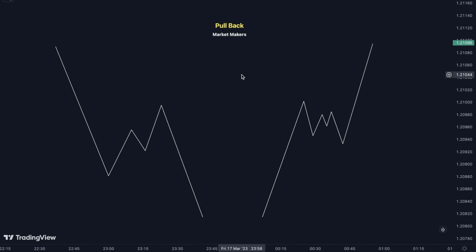A pullback can be in any shape or size. It can be a significant move or just a candle move. It doesn't matter. You can see this is a bearish trend. The market has to take its previous high to be considered as a pullback, right? So this is a valid pullback.